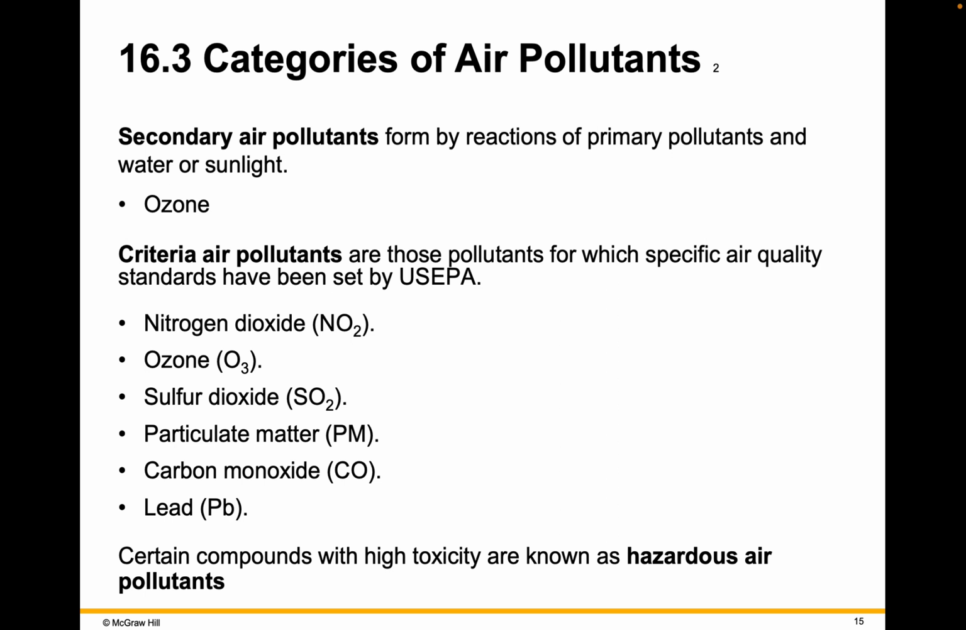Secondary air pollutants are formed by reactions of primary pollutants and water or sunlight. These are things like ozone. Criteria air pollutants are those pollutants for which specific air quality standards have been set by the United States Environmental Protection Agency. They include nitrogen dioxide, ozone, sulfur dioxide, particulate matter like dust, carbon monoxide, and lead. Certain compounds with high toxicity are known as hazardous air pollutants.